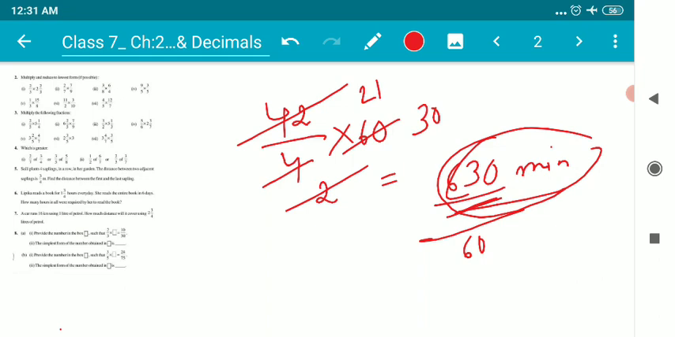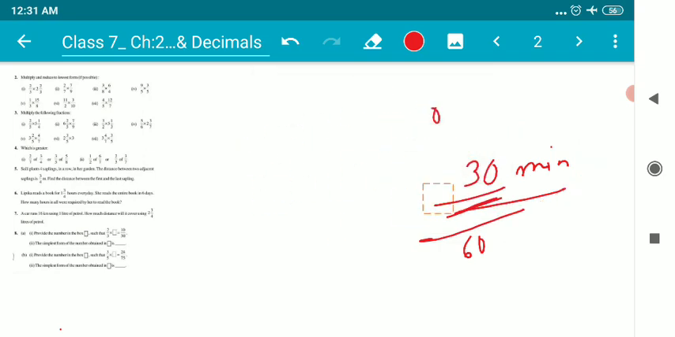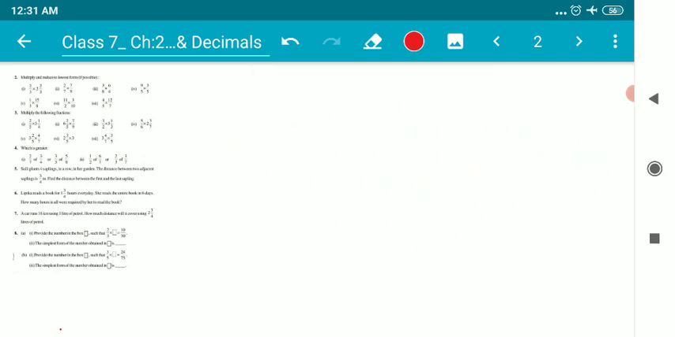Now let us go for question number 7. Children, as I always advise you all, read the question very carefully. Until and unless you understand the question, you can never be able to solve the problems. So it is really very important to understand the problem first, then only we can address the problem.